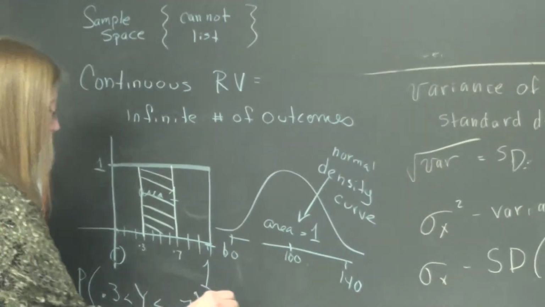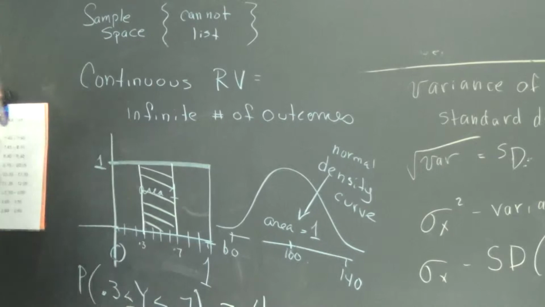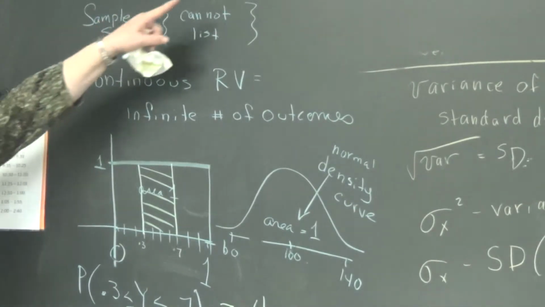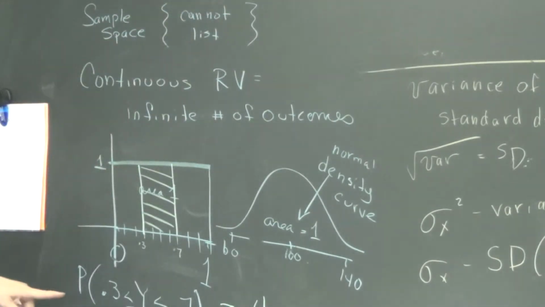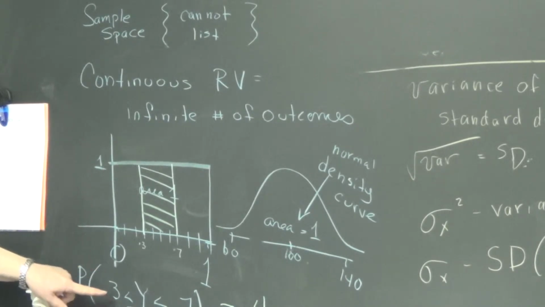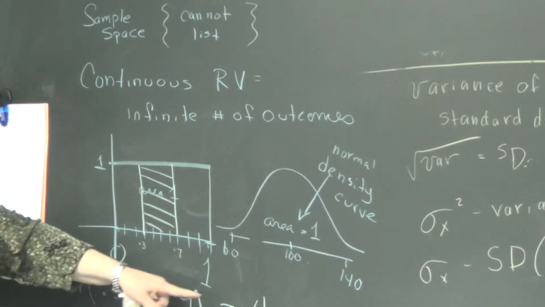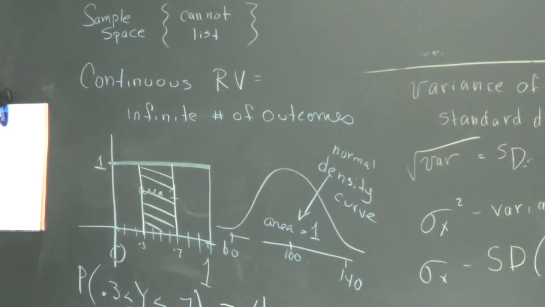So the probability of drawing a number at random, any number between 0 and 1, what's the probability of it being between 0.3 and 0.7? The probability of that is 0.4. So that's how we're going to deal with that.